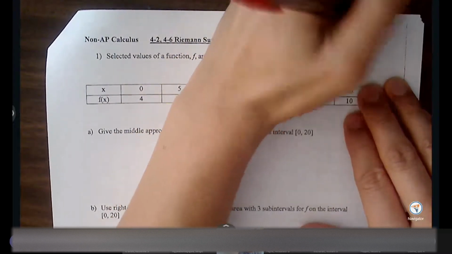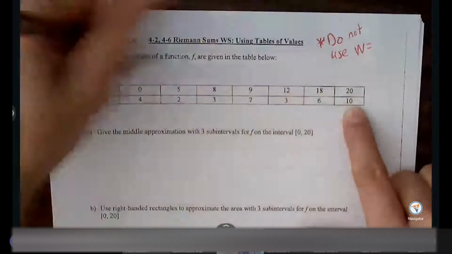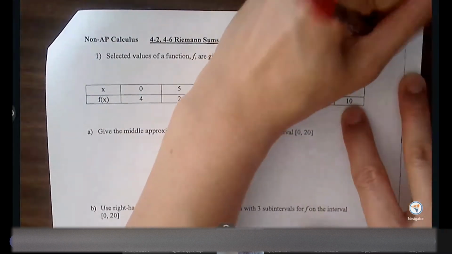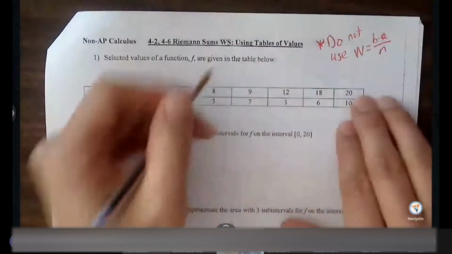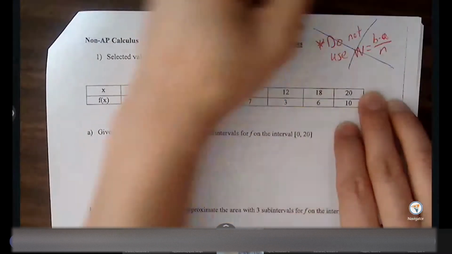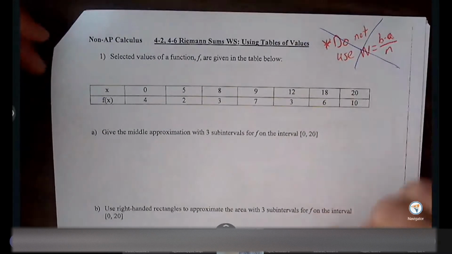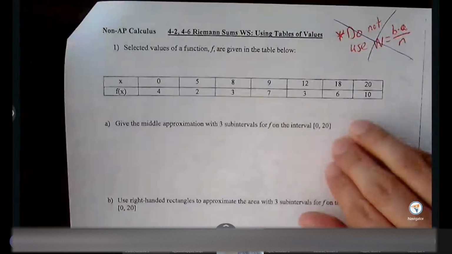Okay, we use the width formula if there is no indication for the width, and we have to create our own width. But here the width is provided for us, so we're not going to build our own common width. So that's the first thing to recognize.